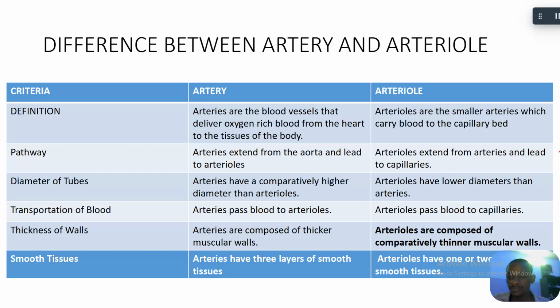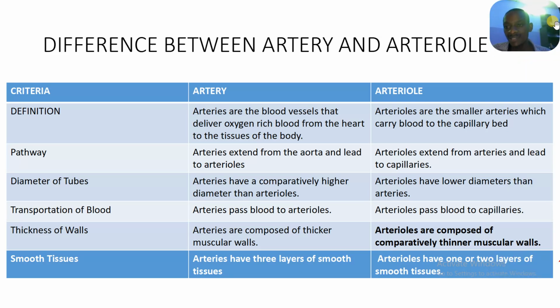Now I put the difference between the arteries and the arterioles in tabular form. Based on definition, you should know that arteries deliver oxygenated blood from the heart to the tissues, while arterioles are smaller arteries that carry blood to the capillary bed. Now, next, pathway. Arteries extend from the aorta and lead to the arterioles. Arteries give rise to arterioles.